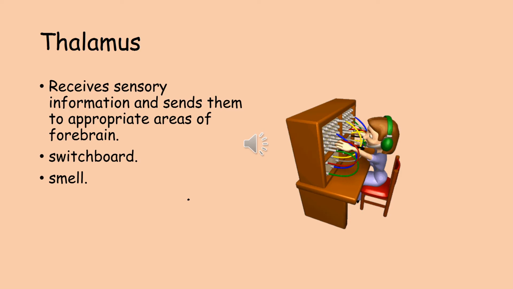The thalamus is responsible for receiving sensory input or sensory impulses and then sending them where they need to go for processing and interpretation in the forebrain or cerebral cortex. This is like a switchboard operator. An operator receives a call and then transmits the call to the correct person or location that it needs to go in the building. This is true for all of your senses except for smell. Smell bypasses the thalamus and goes directly to the forebrain.